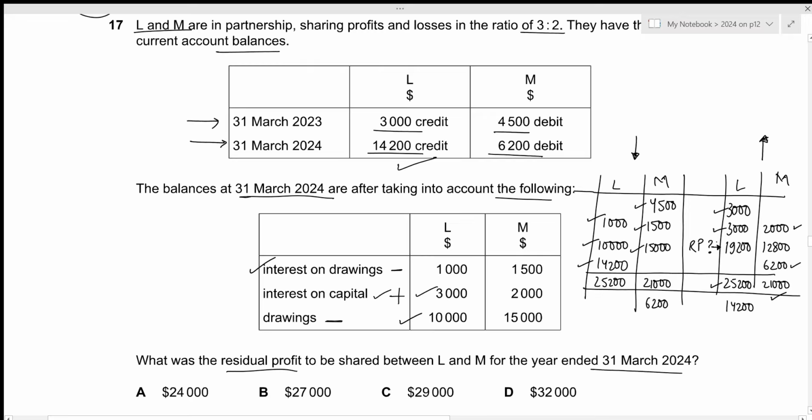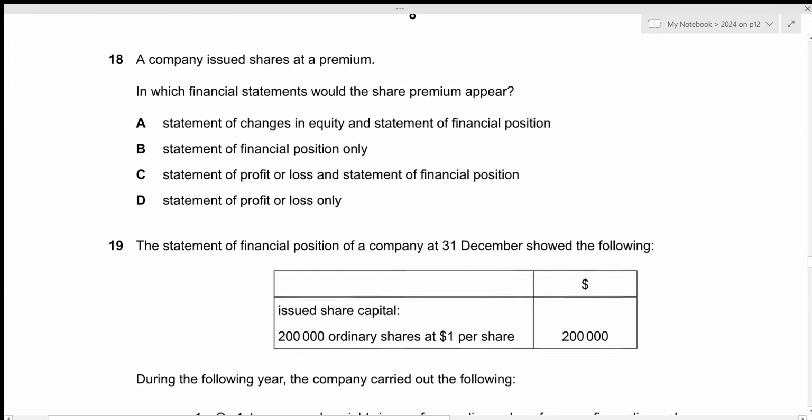Now, we can calculate the total residual profit by adding these two together. So, we have 19,200 plus 12,800. This results in the value of 32,000. This is the answer we're looking for, which is given by option D. That is all for the 17th question. Let's move towards the next one.